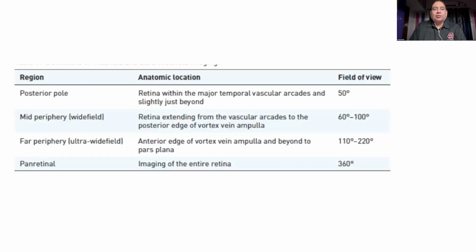Typically, what is defined as wide field is anything more than 60 degrees. So retina extending from the vascular arcades to the posterior edge of the vortex vein ampulla is called wide field. And we have another term called ultra wide field, where we are able to see from the anterior edge of the vortex vein ampulla beyond to the pars plana. These are the two types of camera we'll be discussing today, the wide field and the ultra wide field imaging.